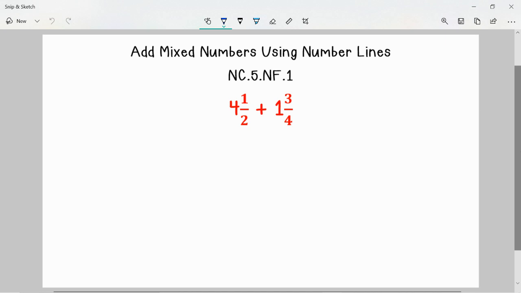In this video, we'll look at adding mixed numbers using number lines. This standard builds on the work students did in fourth grade, where they added fractions with like denominators. It also requires students to apply what they learned about finding equivalent fractions, since their work in fifth grade involves fractions with unlike denominators using related fractions.